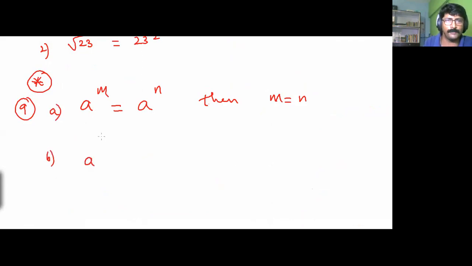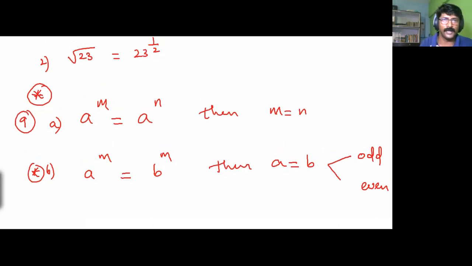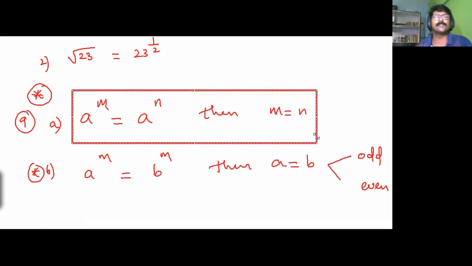If a power m is equal to b power m, then we say a is equal to b. Here there are two cases, for odd numbers and for even numbers. We will see that in the third or fourth video. Till then, we'll pause this B part and just focus on the A part. This B part we'll do in the third or fourth video of the indices. Till then, we will learn all these nine rules by heart very carefully, and try to solve as many sums as possible on these first nine rules of the indices.